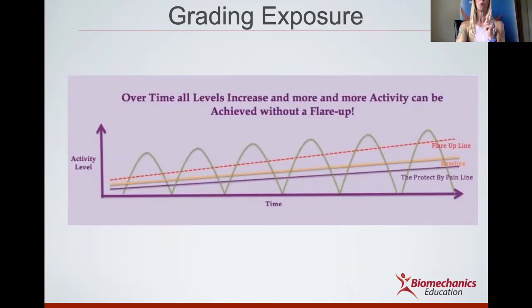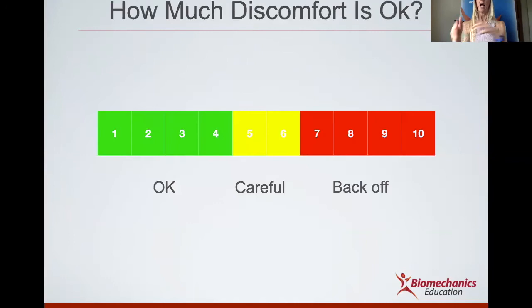So what we've got is the idea of breaking this cycle, calming the system down and helping them move differently while in pain. So how much discomfort or pain is okay? We've got a variation on the scale here, like the Borg scale, 1 to 10 on comfort or discomfort. So 1 to 4, the green area, is I'm okay, feel fine. 5 to 6 is about being careful, the yellow segment. 7, 8, 9, 10, back off.